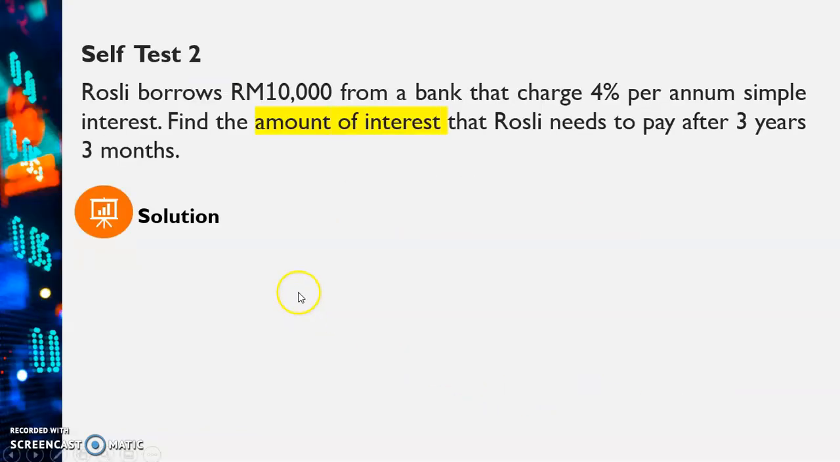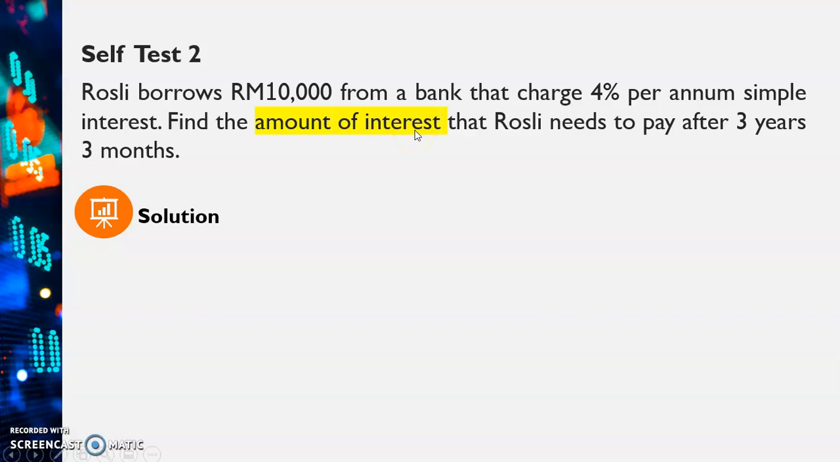Okay, we go straight away to self-test 2. I just want you to ignore self-test 1 because something is wrong with the question. So we go straight away to self-test 2. It says that Rosalie borrows 10,000 from a bank that charged 4% per annum simple interest. Find the amount of interest that Rosalie needs to pay after 3 years, 3 months. So you see here what you want to find: the amount of interest.